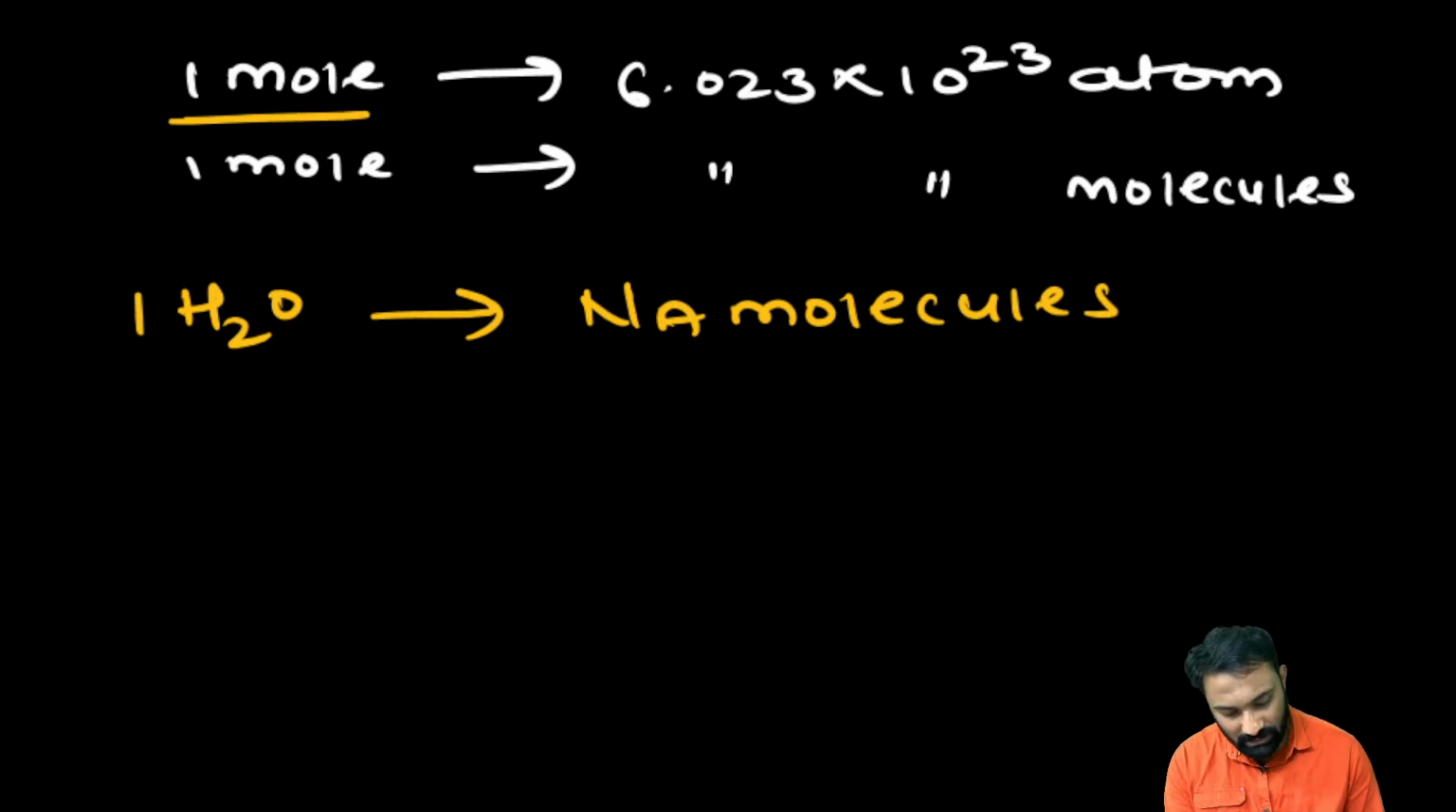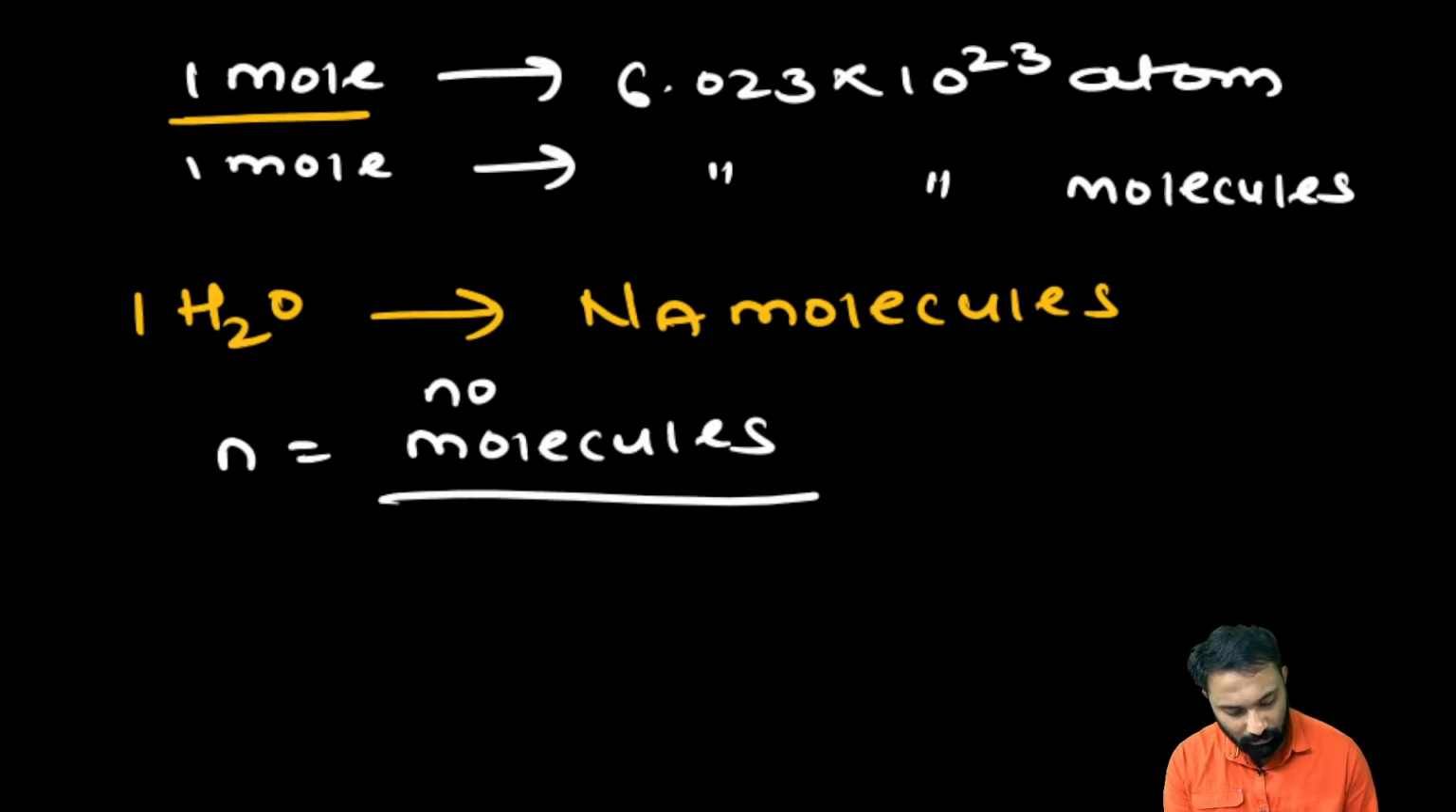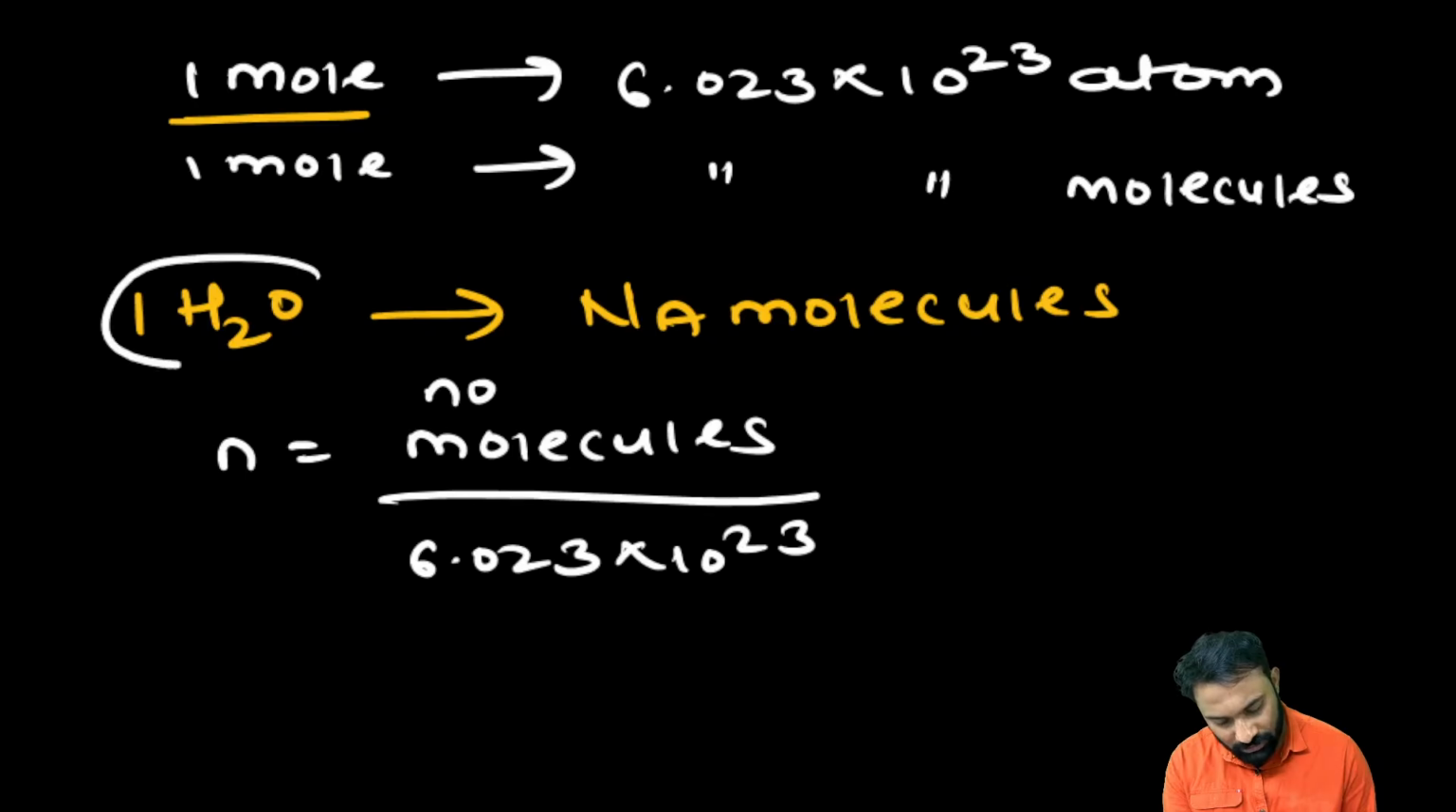Sir, how come this will occupy the Avogadro number of molecules? Now you see, the number of molecules formula is n into Avogadro number, that is, number of molecules divided by Avogadro number, 6.023 into 10 to the power 23, right? Number of moles of H2O is how much? 1. So keep it as 1 here.